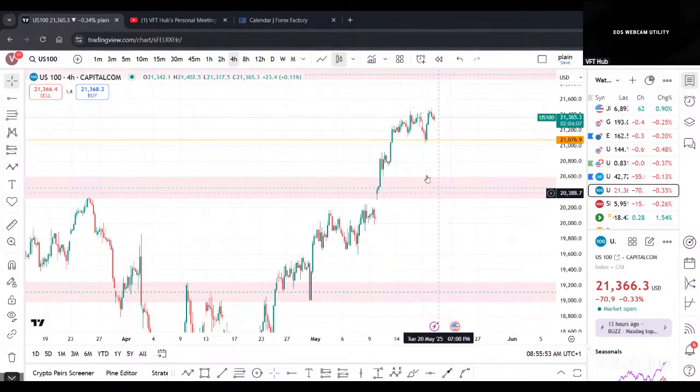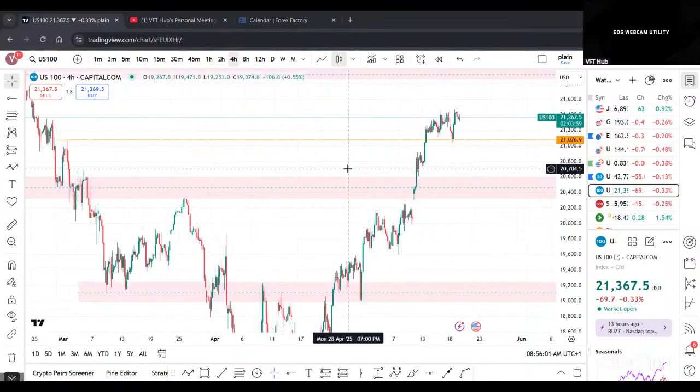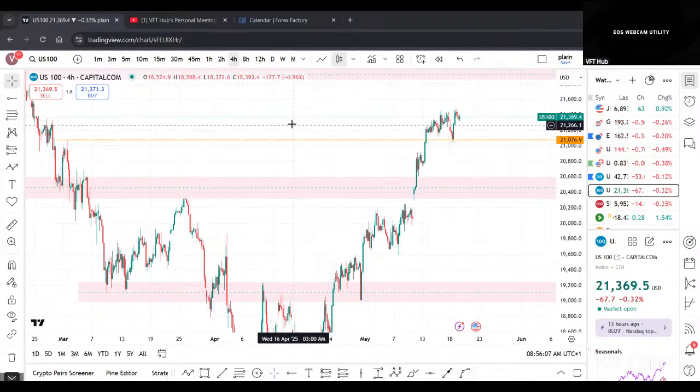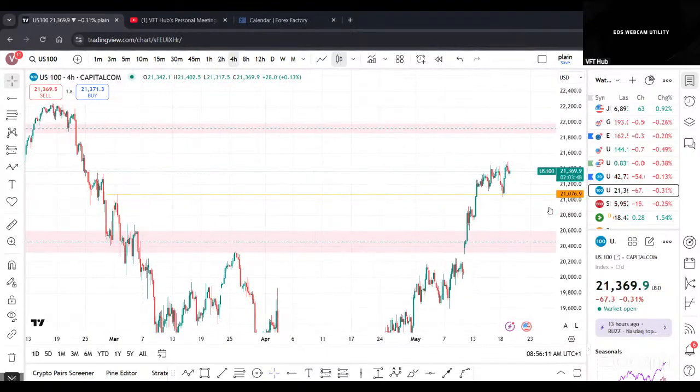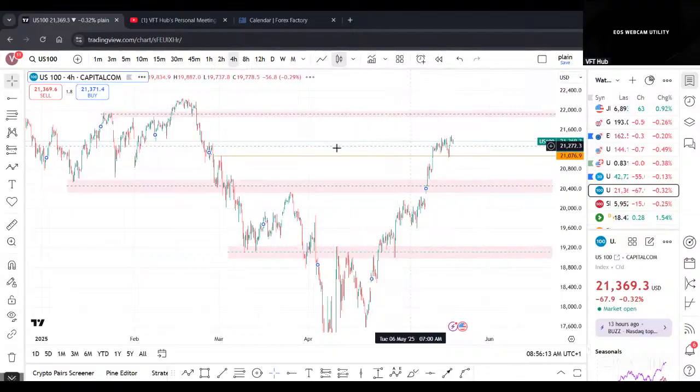All right, on US 100, what do we have on US 100? On the daily time frame, we see that the market is now bullish. On the 4-hour time frame, we see that it's tested and then broken all of these support levels, right? All these resistance levels, right?